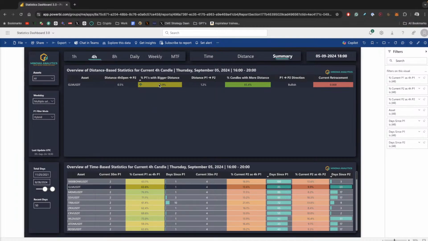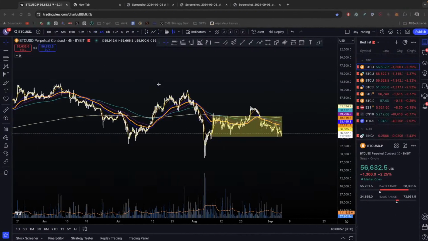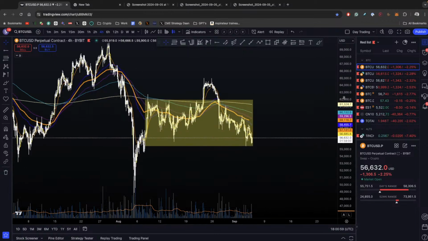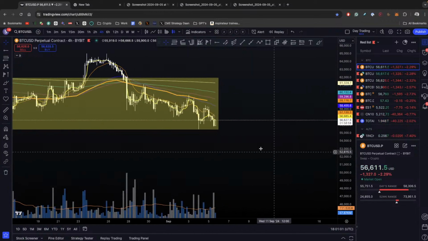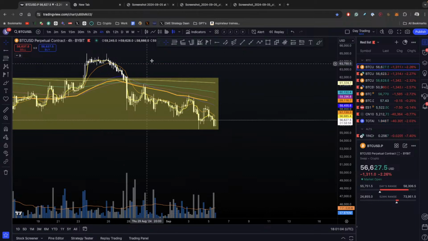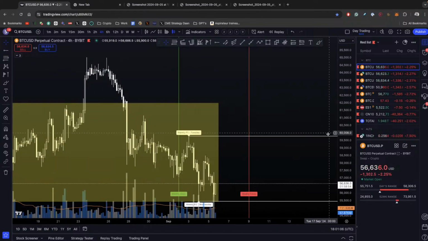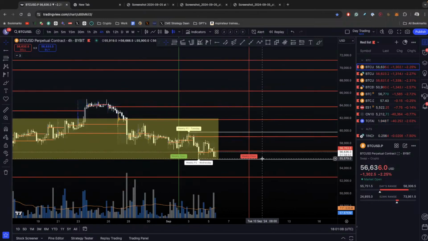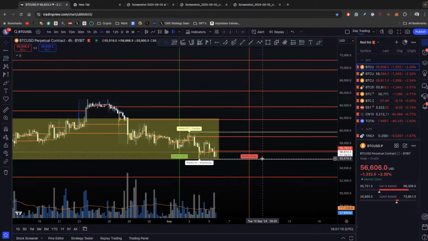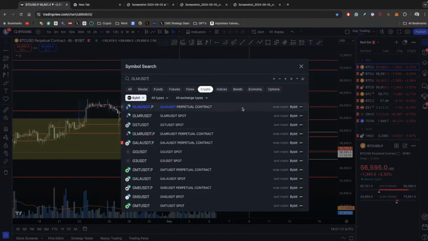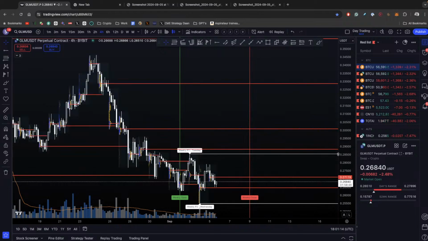All right, so this doesn't have a lot of good statistics for that one, but like I said, it is up to you whether you want to live up to having confluence with distance statistics or not. Oh, that's not the right one. GLM right here.